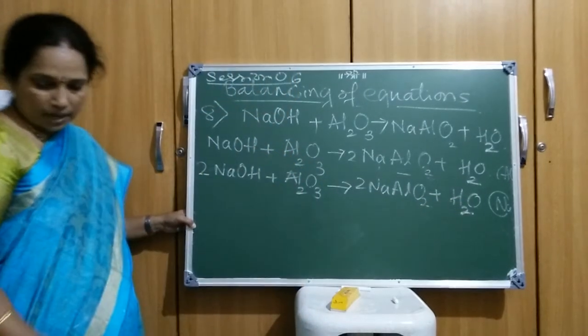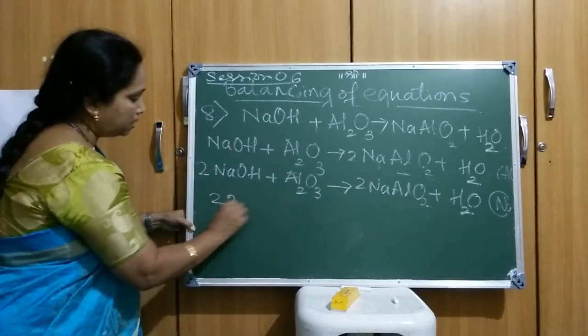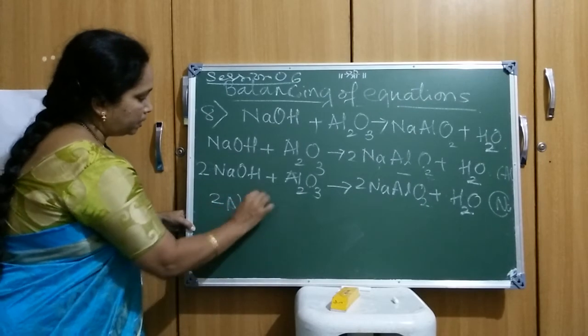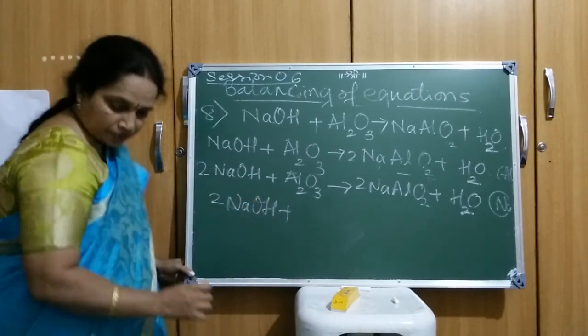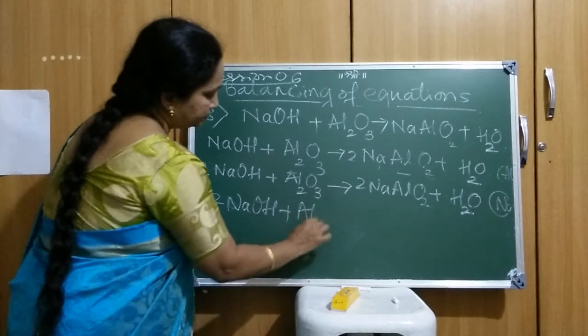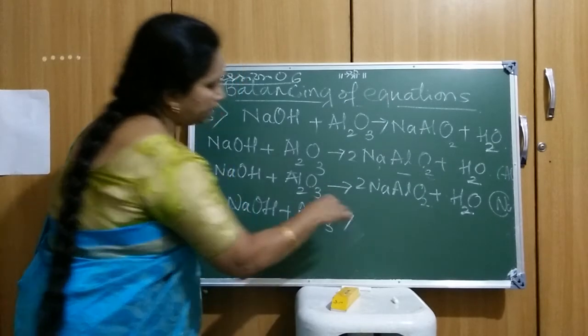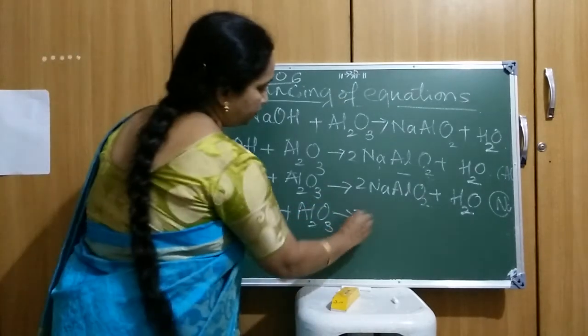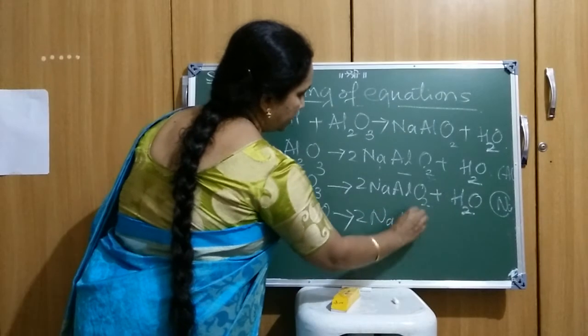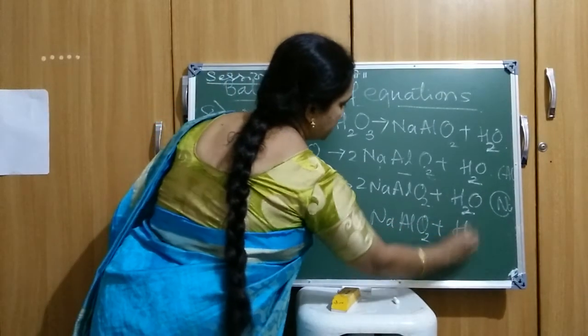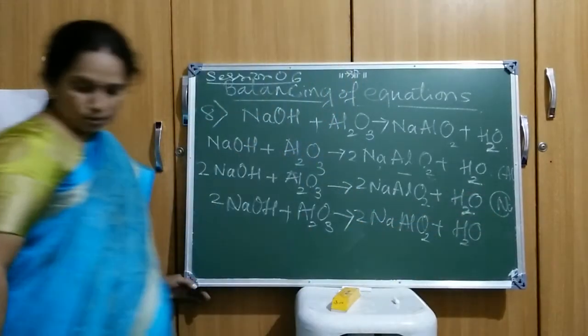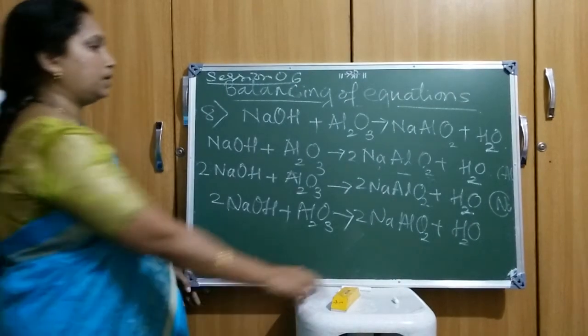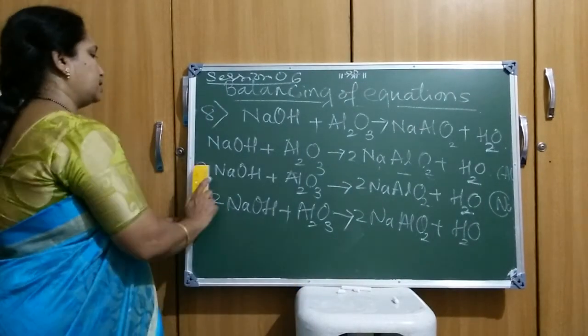So the last balanced equation you are going to see is 2NaOH plus Al2O3 gives out 2NaAlO2 plus H2O. I hope it is clear, children. Okay, so we will move on to the next equation.